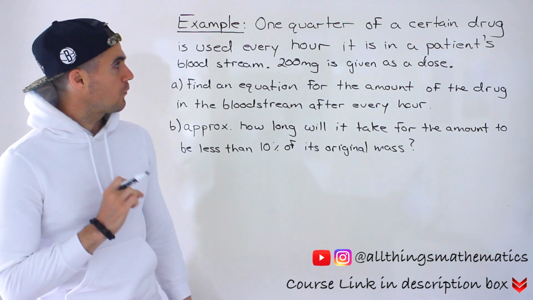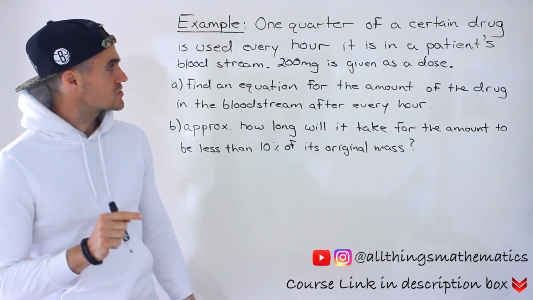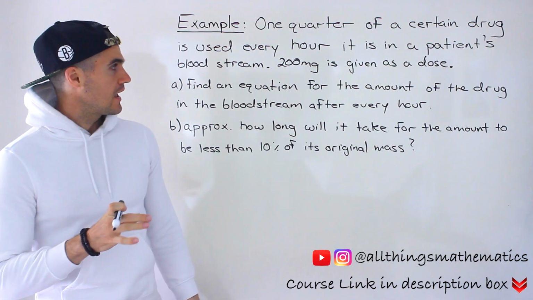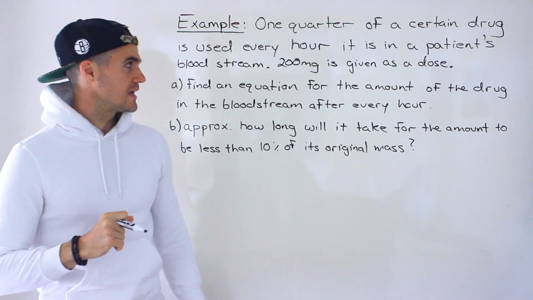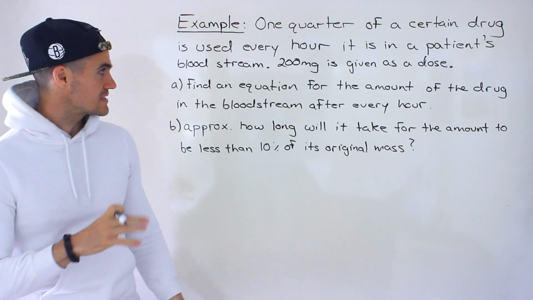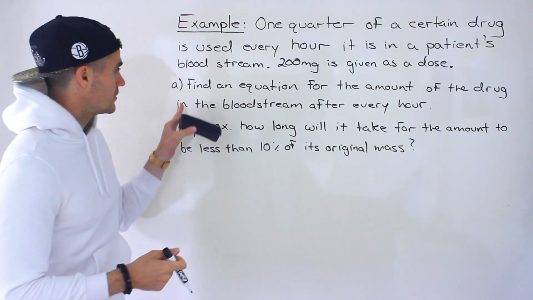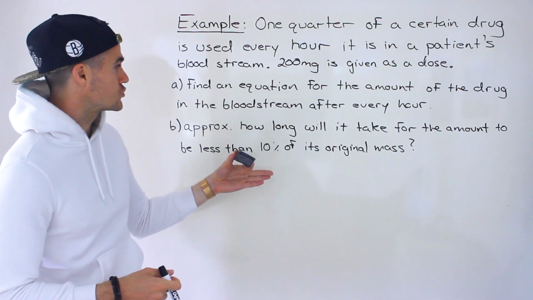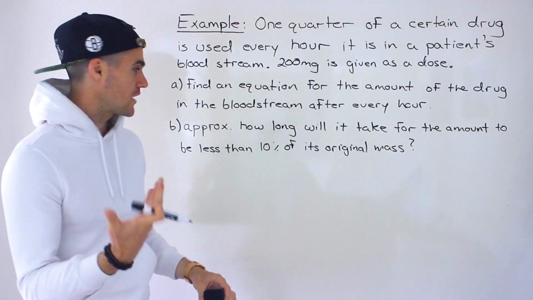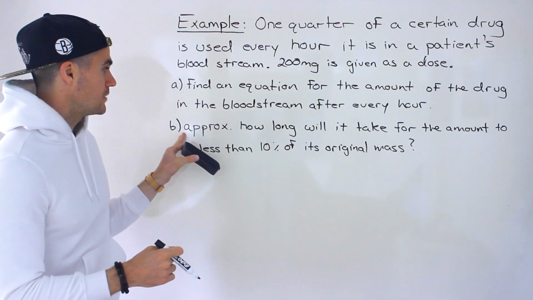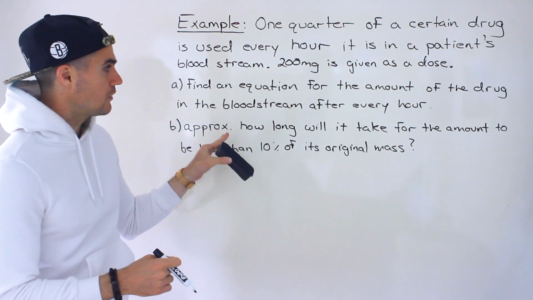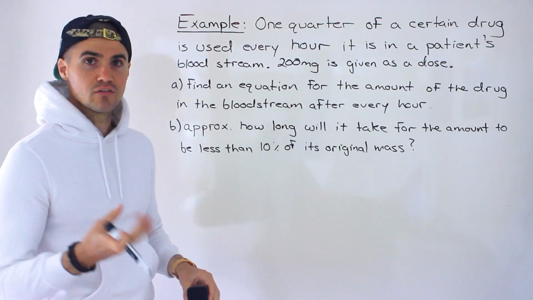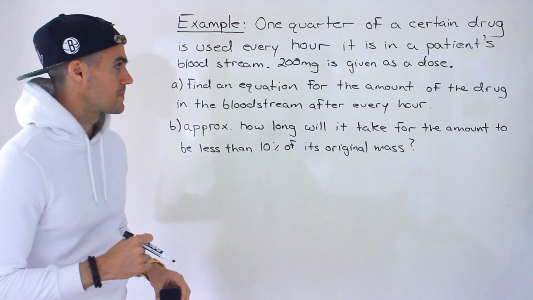So we're told that 1/4 of a certain drug is used every hour it is in a patient's bloodstream, and then we're told 200 milligrams is given as a dose, so that's the initial amount. And then two questions here. So part A, we have to find an equation for the amount of the drug in the bloodstream after every hour. And then in part B, we have to find out approximately how long will it take for the amount to be less than 10% of its original mass.